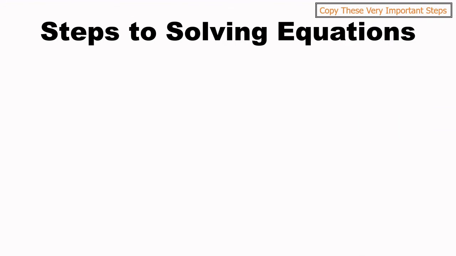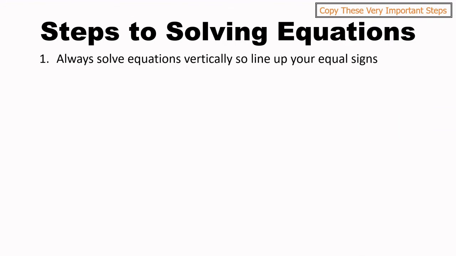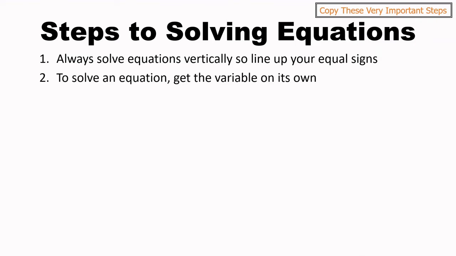Now let's write down the steps we follow to solve an equation. First, we want to solve our equations vertically, that is from top to bottom. So we line our equal signs up. That way you can clearly see what's happened to the left-hand side of our equation has also happened to the right-hand side of our equation.